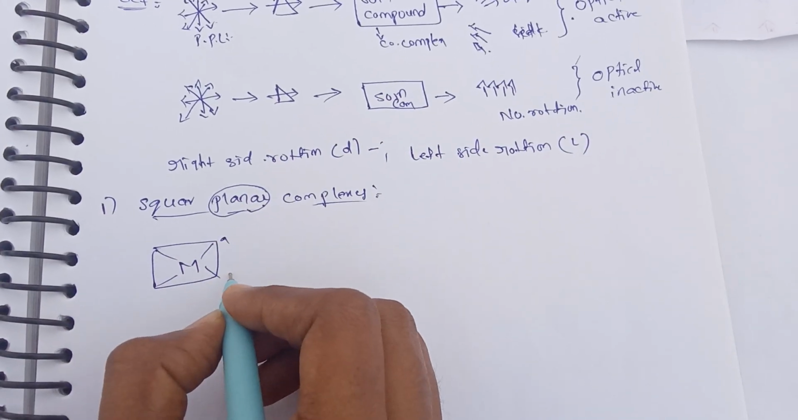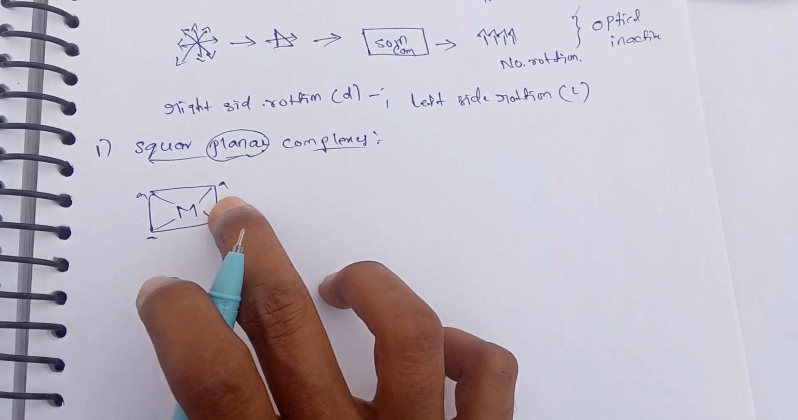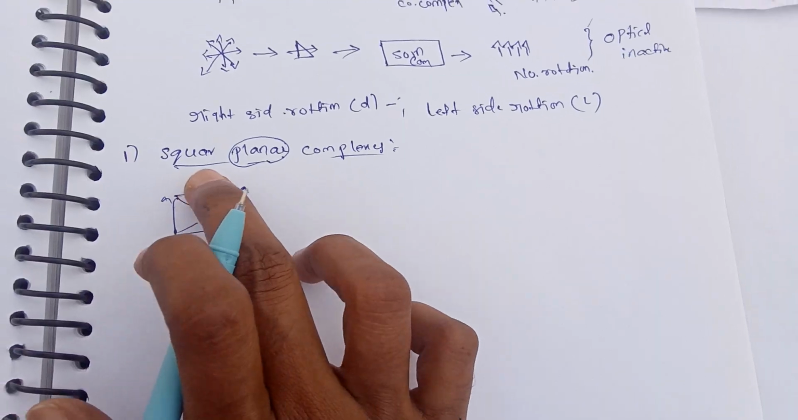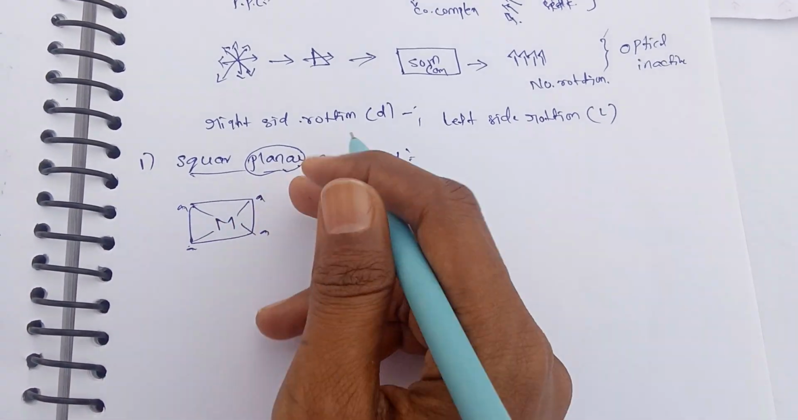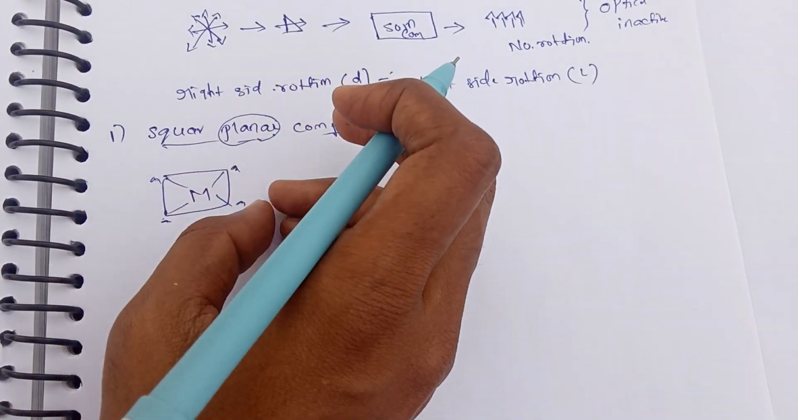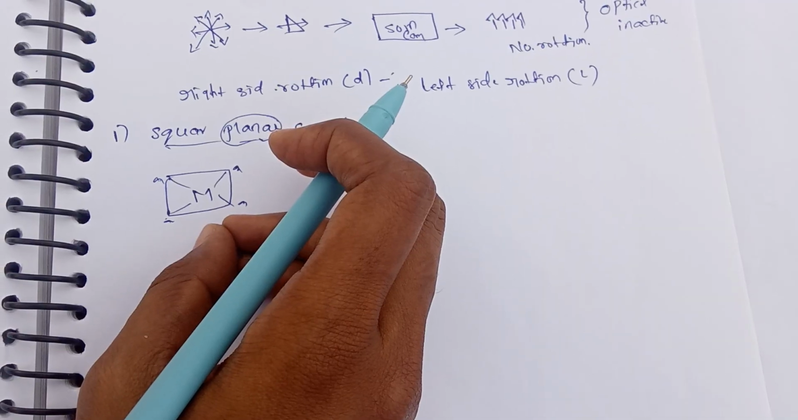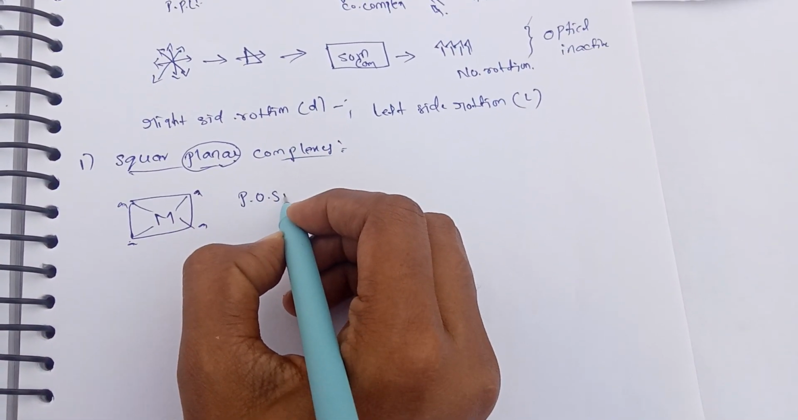This is the structure of the square planar structure. In this structure, ligands and metal are in the same plane. That means ligands is A, and metal is M. That means ligands and metal are in the same plane. So planar symmetry, plane of symmetry is present.